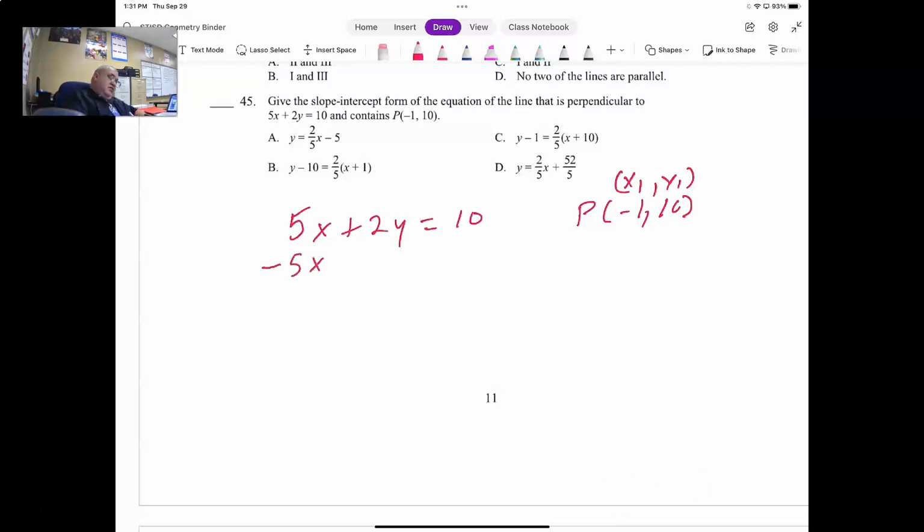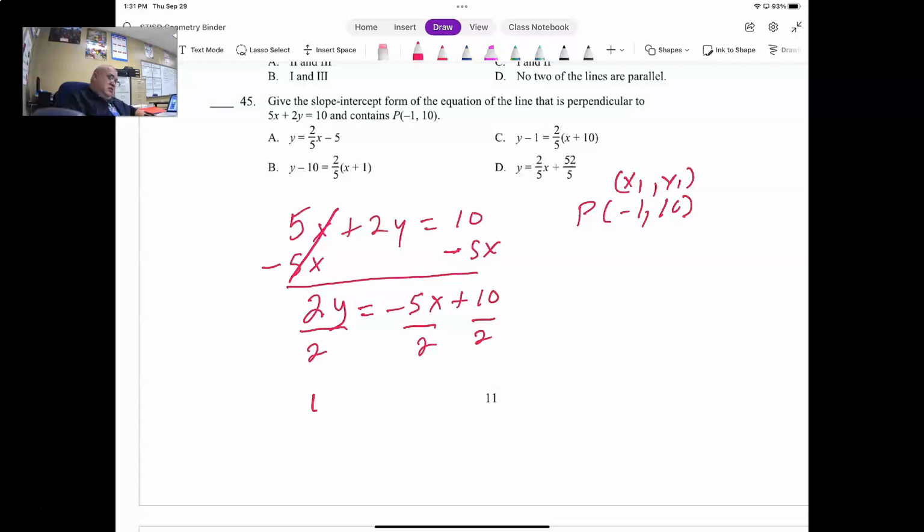So I'm going to subtract 5x from both sides, because I got to write in slope-intercept form. So you have 2y equals negative 5x plus 10, divided by 2. So y equals negative 5x over 2 plus 5. So if I want a perpendicular slope, if it's negative, it has to be positive, and it has to be 2 over 5.